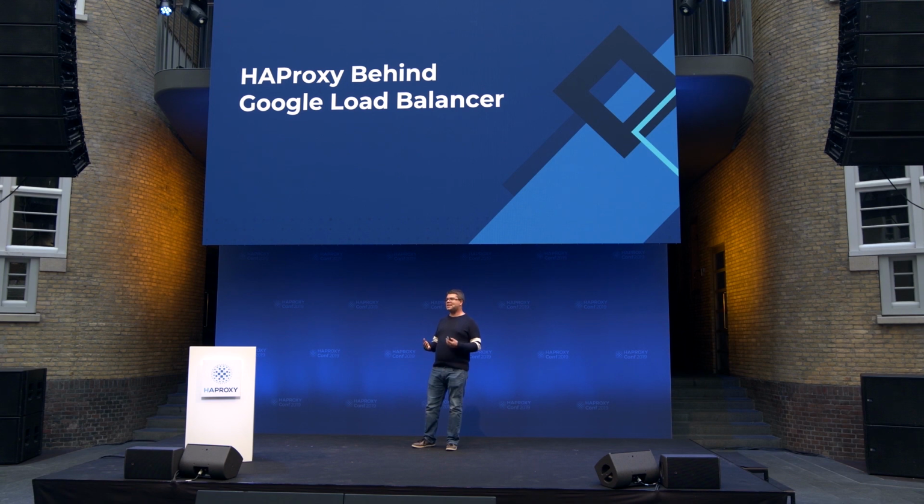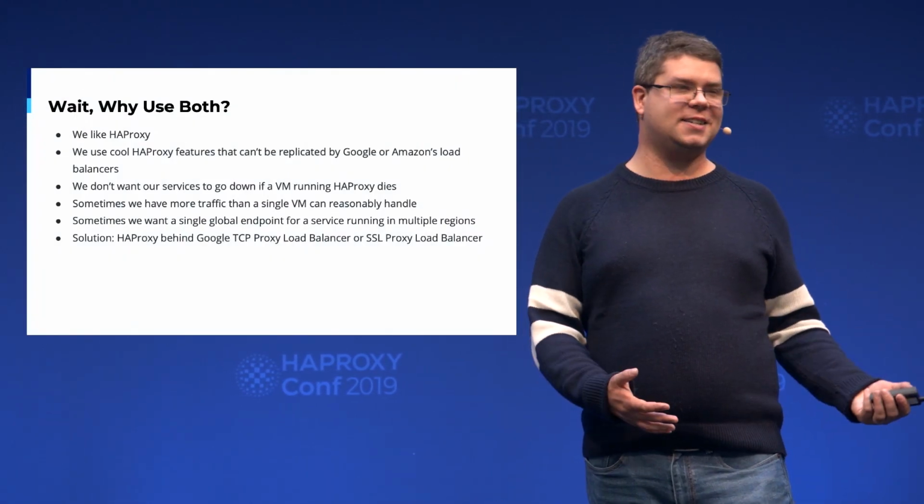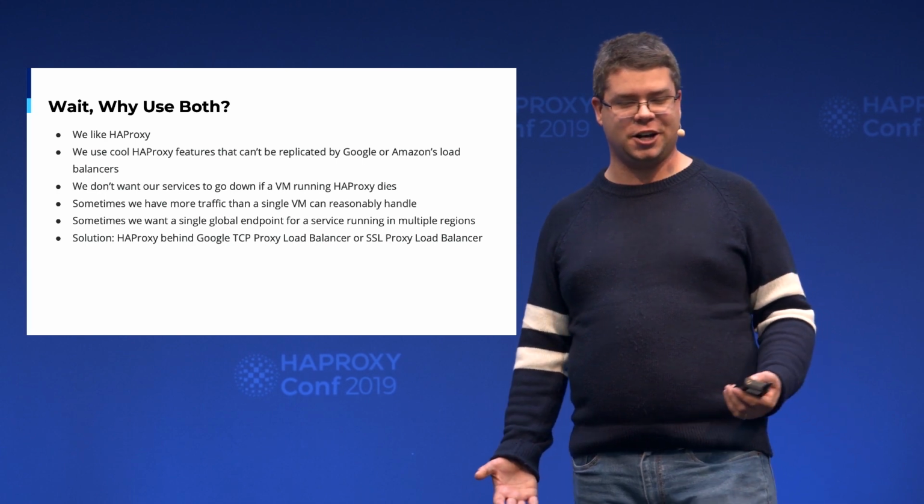So the next topic that I have for you is a related one to this, which is we're in Google Cloud. We're using Google Cloud Platform, we're using Google load balancers, but we're also using HAProxy. And why do we want to have both of those? Doesn't that sound kind of redundant? But we like HAProxy. We use HAProxy features that you can't just get from Google Load Balancer or ELB, like, for instance, bounded load consistent hashing.